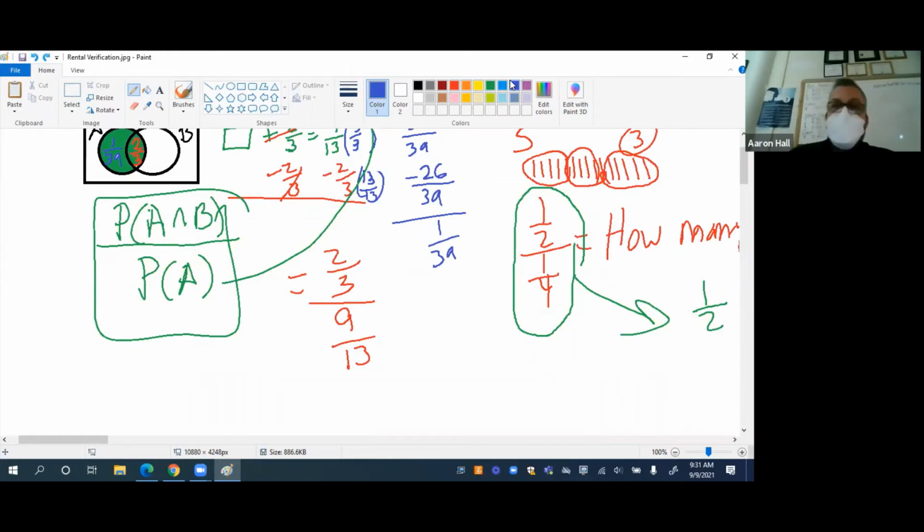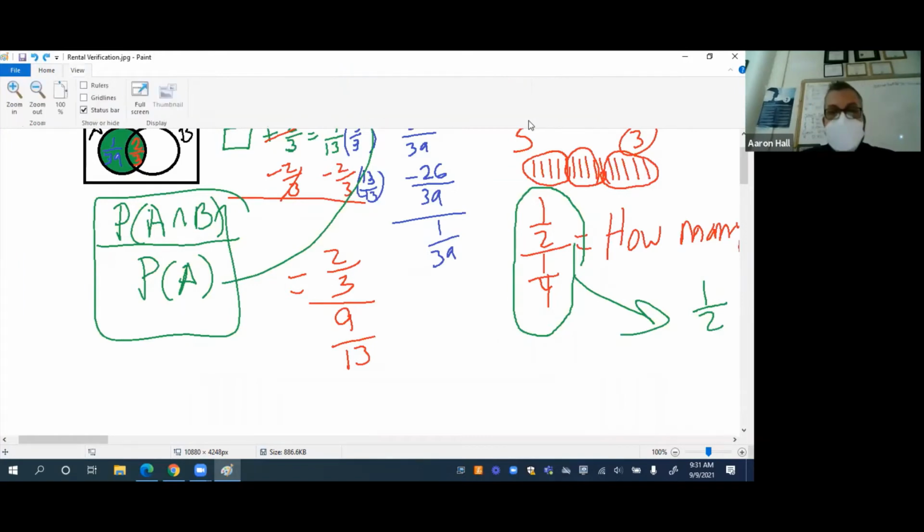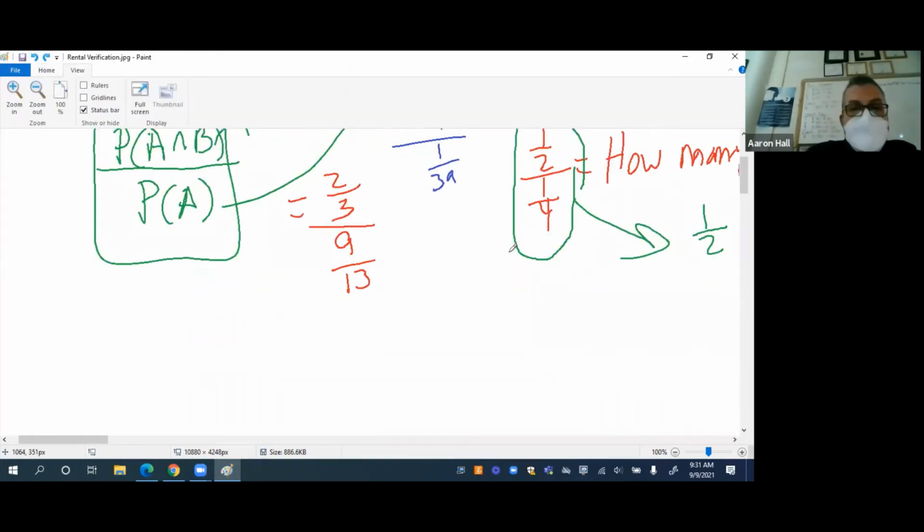Yep, when we divide by fractions, here's a tip. We're going to keep the top one the same. We have 2/3. We're changing from division to multiplication, and then we flip the other fraction to get 13/9. Now what?